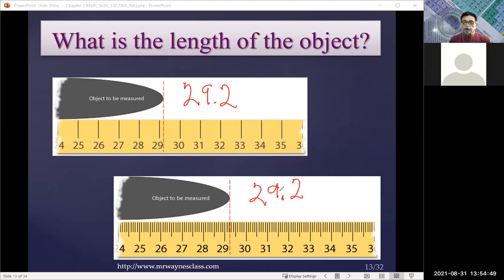29.2, we know the 0.2 for sure because it's past the second increment. So that one's pretty sure. And the other one would be 0.5. Yeah, that seems reasonable. Okay, so you can see here that on the top one we only went 1 decimal place, and on the bottom one we were able to go 2 decimal places.